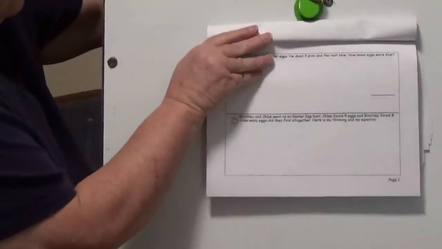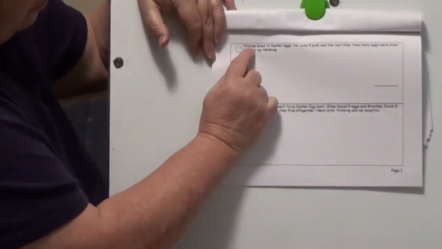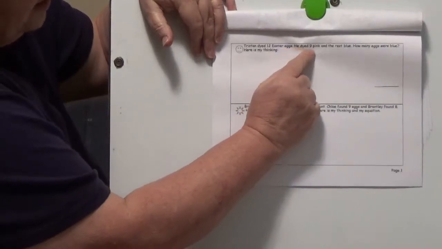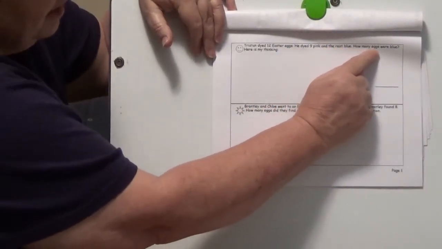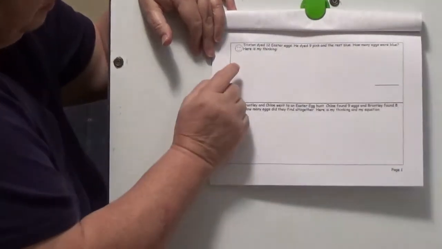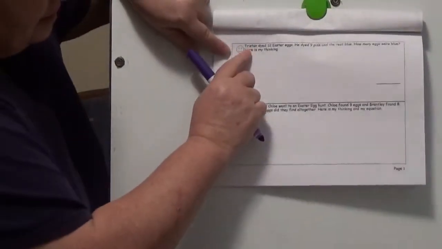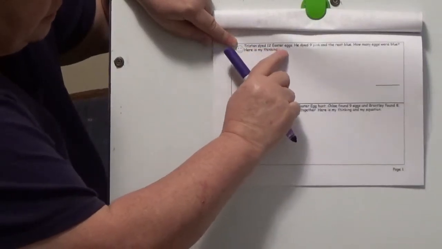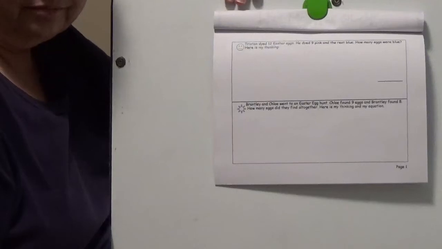Okay, so here's our first word problem. We will work through it together. It says Tristan dyed 12 Easter eggs. He dyed 9 pink and the rest blue. How many eggs were blue? And here's my thinking. So let's take a look at our problem and see what it is that's important. Tristan dyed 12 Easter eggs. What's important in that sentence?